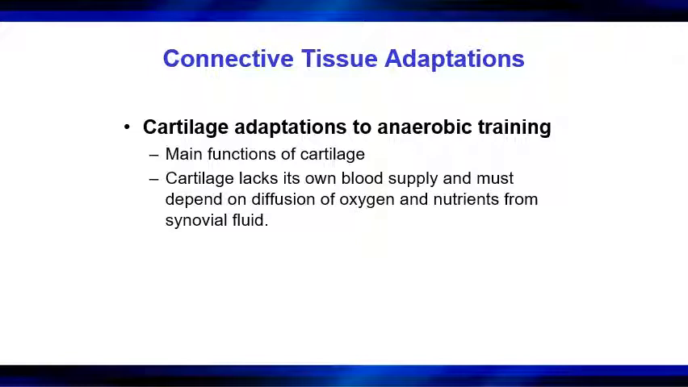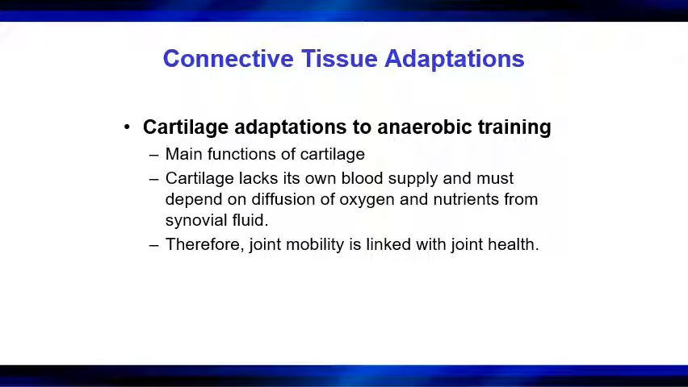So cartilage lacks its own blood supply. Unlike the other soft tissues, it lacks its own blood supply. It basically depends on the diffusion of oxygen and nutrients from synovial fluid. So your articular cartilage inside your joints doesn't have a blood supply. That's why when you damage articular cartilage, it's such a big issue, because it heals in a different way that doesn't permit it, much like some other soft tissues. So that's an important point.